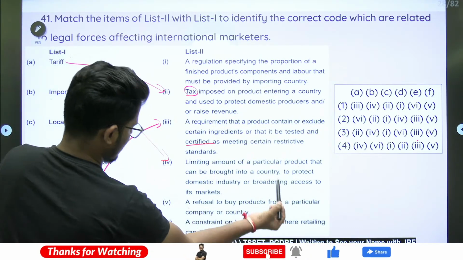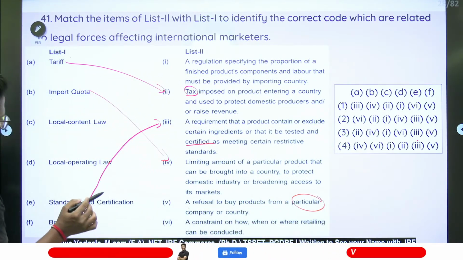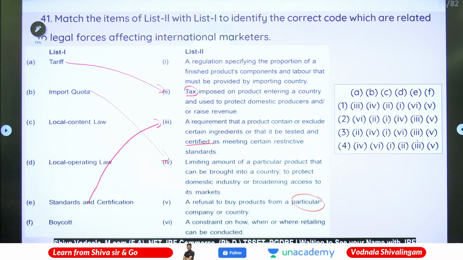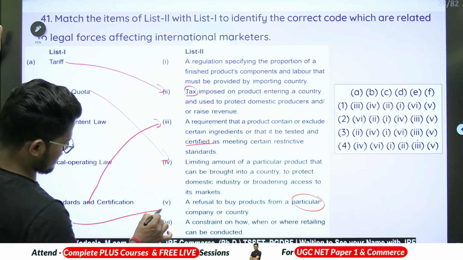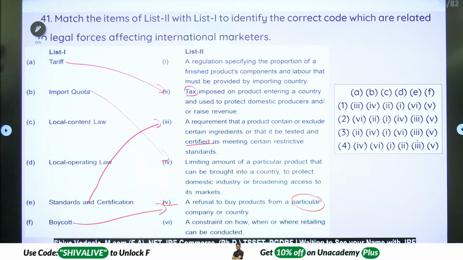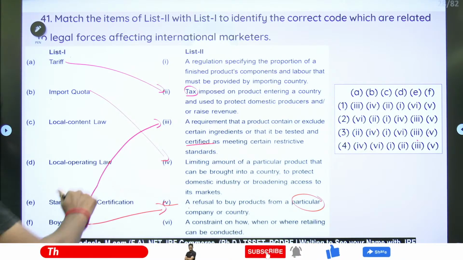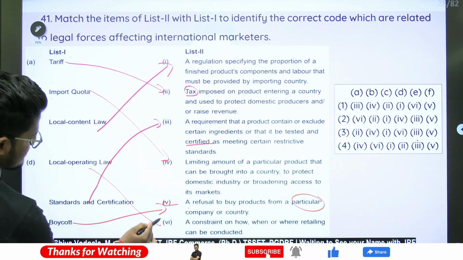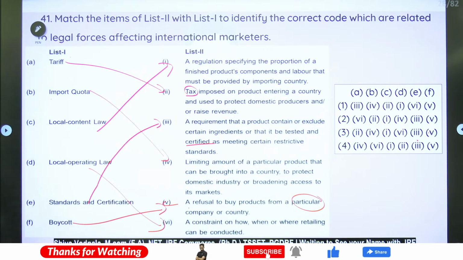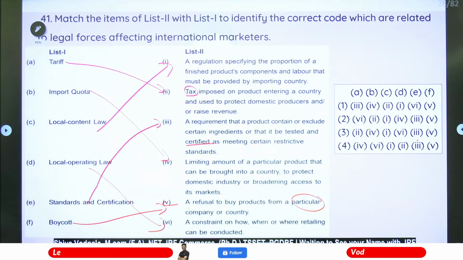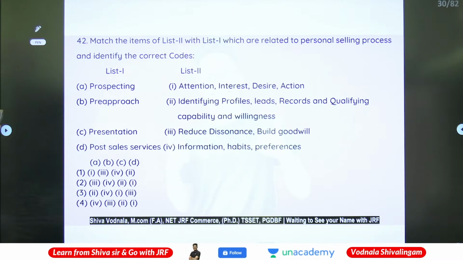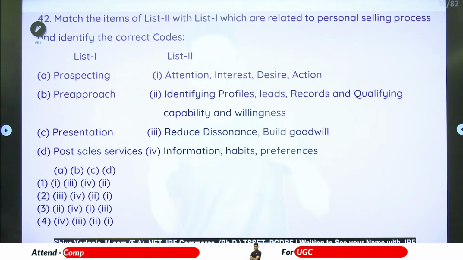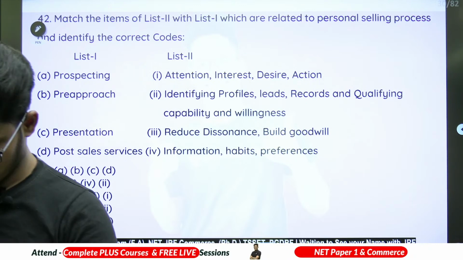Refusal to buy a product from a particular company. Particular company, it is given as a local content law, local operating law. I think I matched it correctly. Boycott 5, correct only. So local content law is in 1 and next this is in 6. Matching, correct. Boycott only. Sorry.